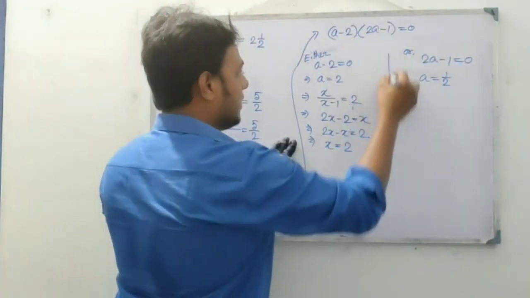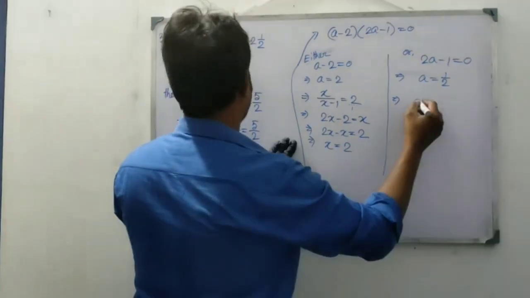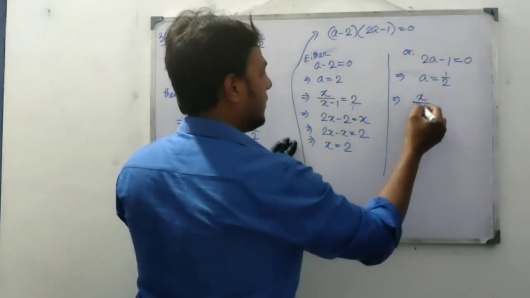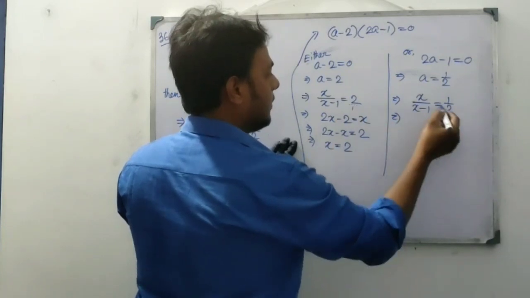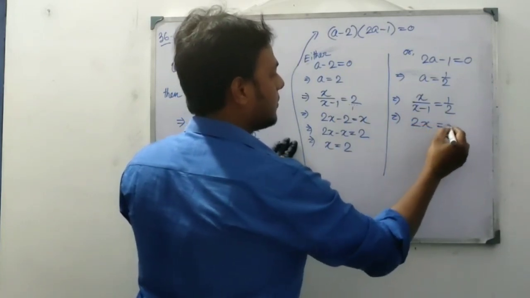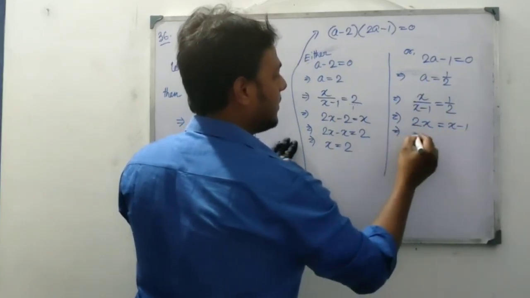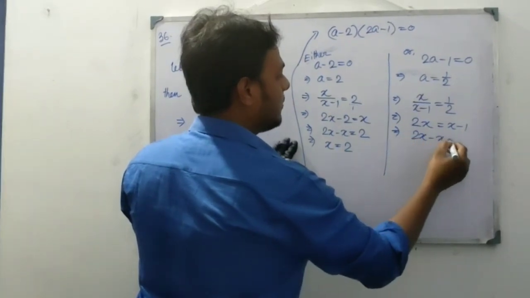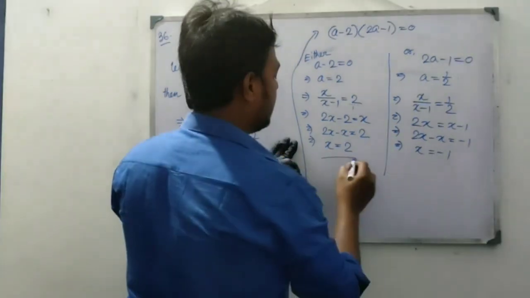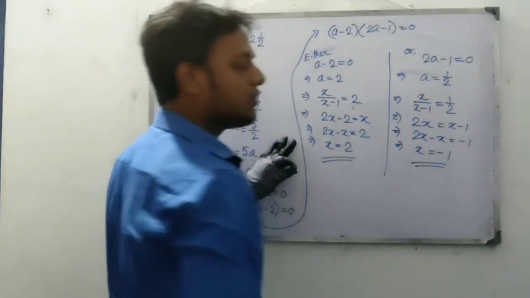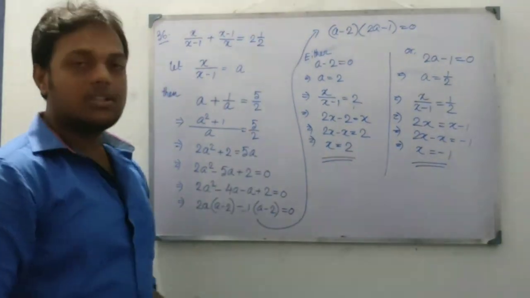This is the first part, and for the second part, if you put the value of x by x minus 1, then this one will be 1 by 2. If we consider this cross product, then 2x equals to x minus 1 by cross multiplication, and 2x minus x equals to minus 1, which implies that x equals to minus 1. So we get two solutions, x equals to 1 and x equals to minus 1. So this completes the solution.